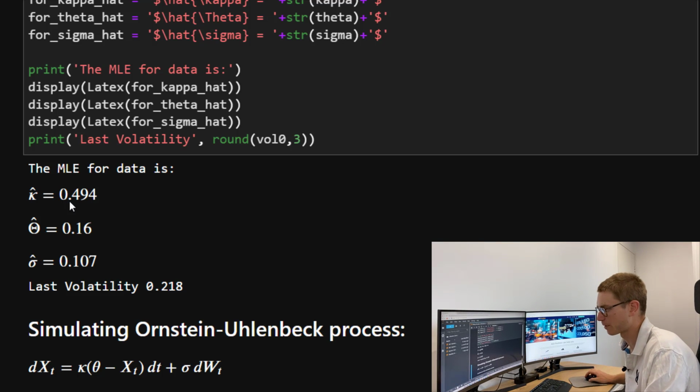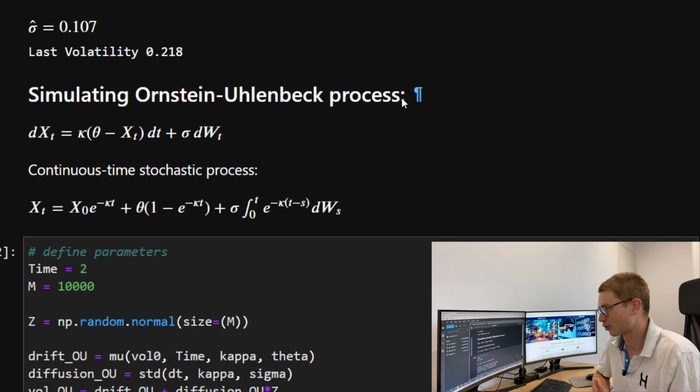And what that is, kappa is 0.5, which means that every half a year we have this mean reversion. And then the mean reverting process has a mean of 0.16, and it has a standard deviation of 0.107.